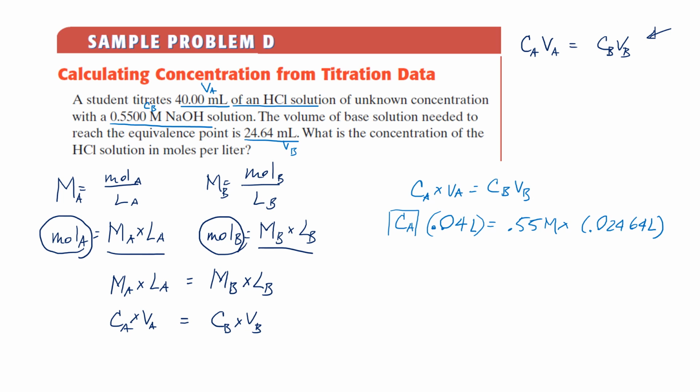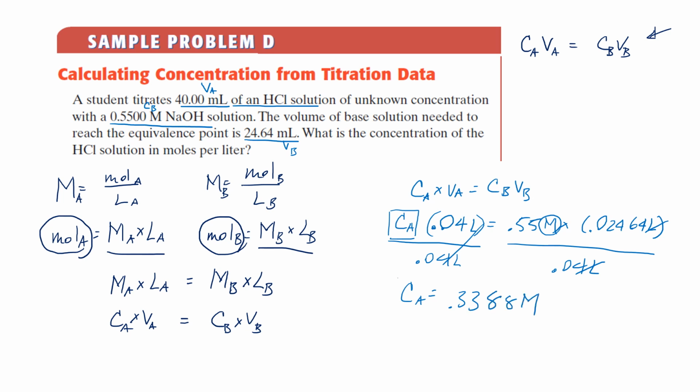Now I need to solve for Ca, so I'm going to divide both sides by 0.04. So Ca is equal to 0.55 times 0.02464 divided by 0.04. Notice that the units cancel, so I'm going to be stuck in molarity, right? And if you do the math right, you will get 0.3388 molar. Great. So we have a little shortcut. That shortcut is CV is equal to CV.